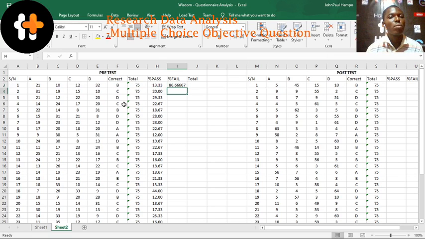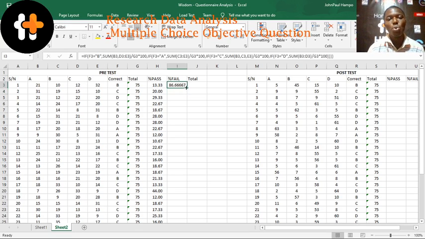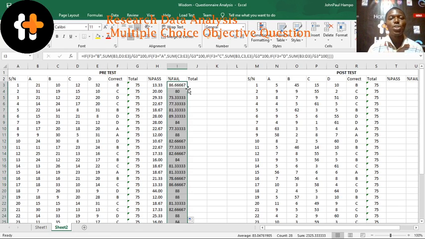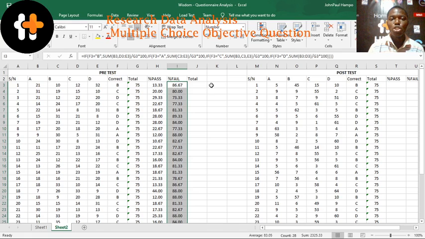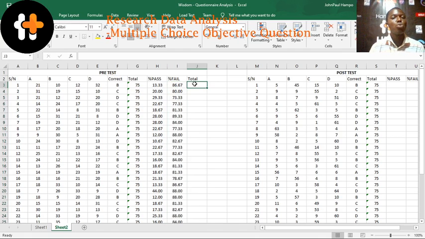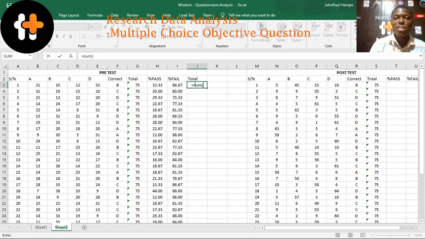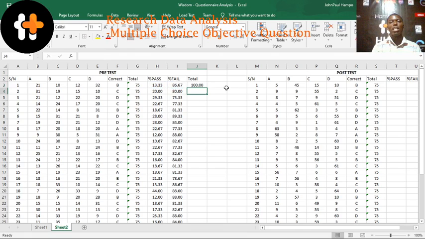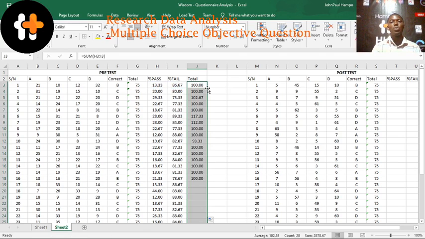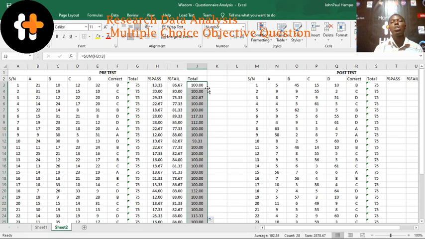We get that. Now we can also apply it all through. You see, everything is working out just the way we want. Then to ascertain that the sum of pass and fail is equal to 100, we'll just do a little maths here, which is the sum of these two. I'll find out that the sum is equal to 100. And this goes all through.